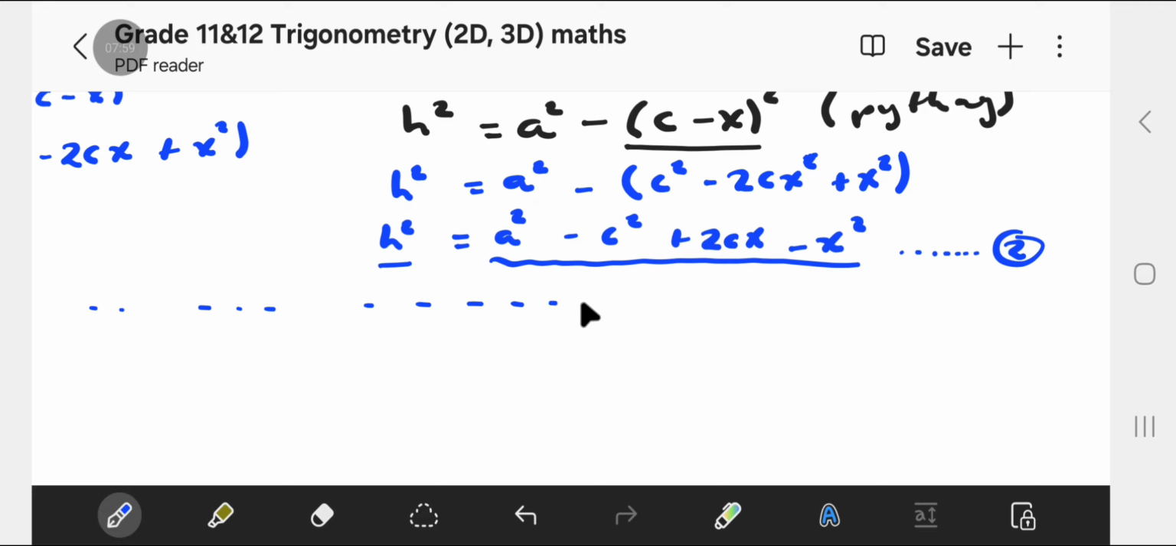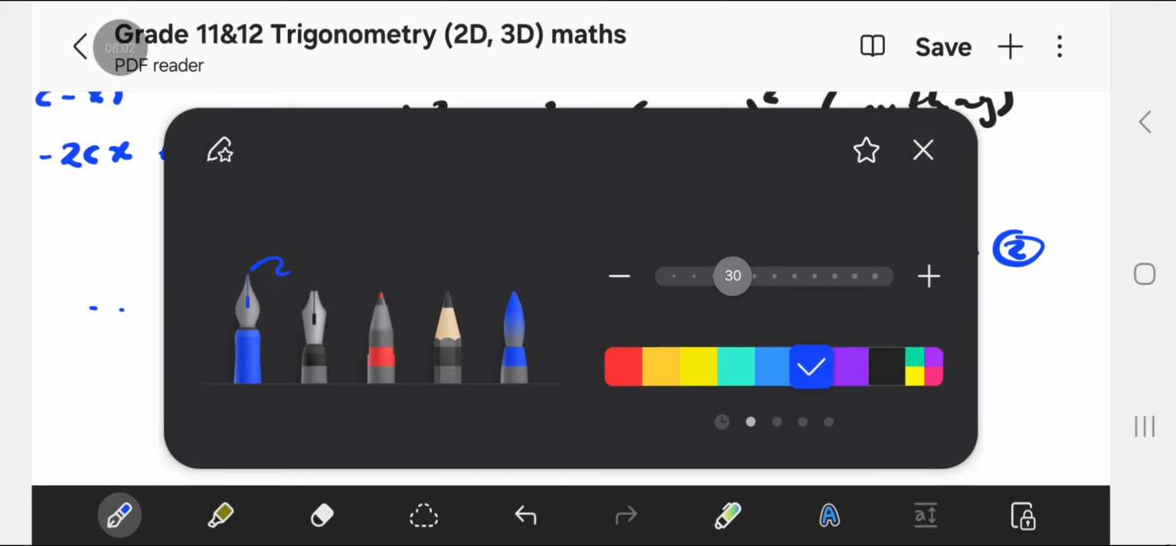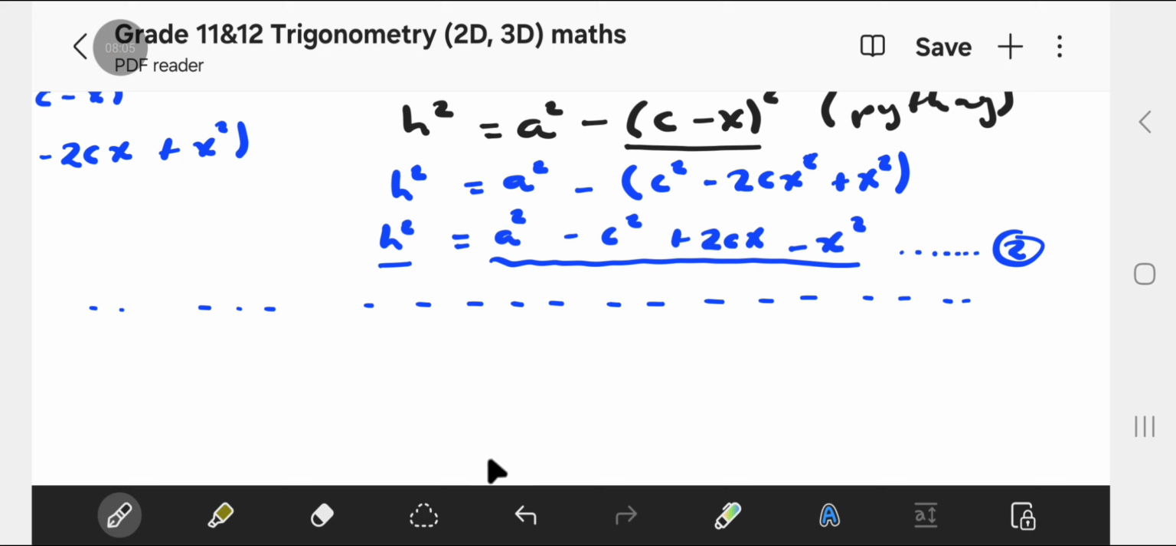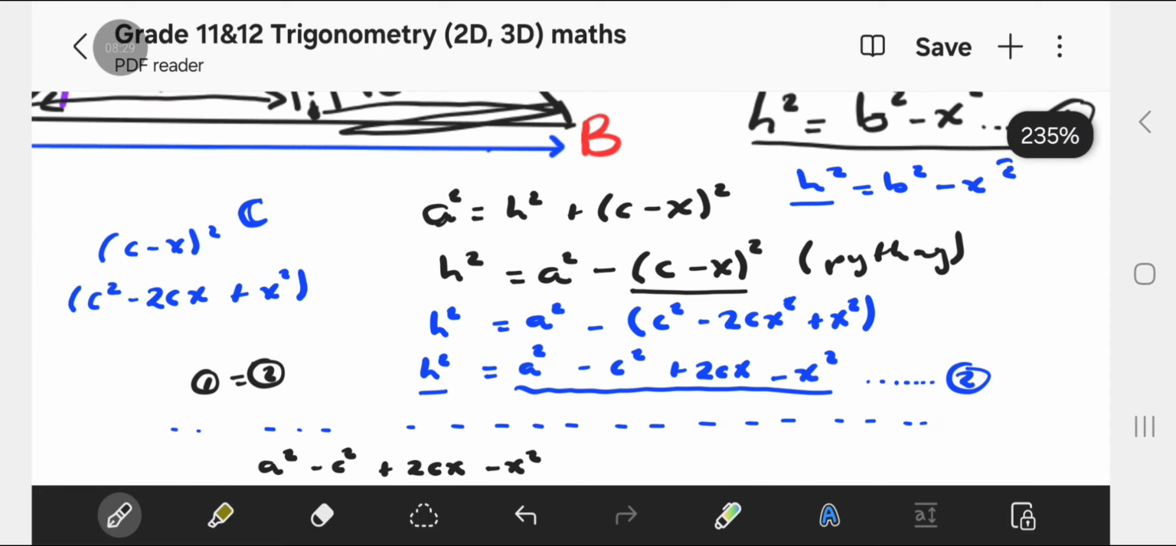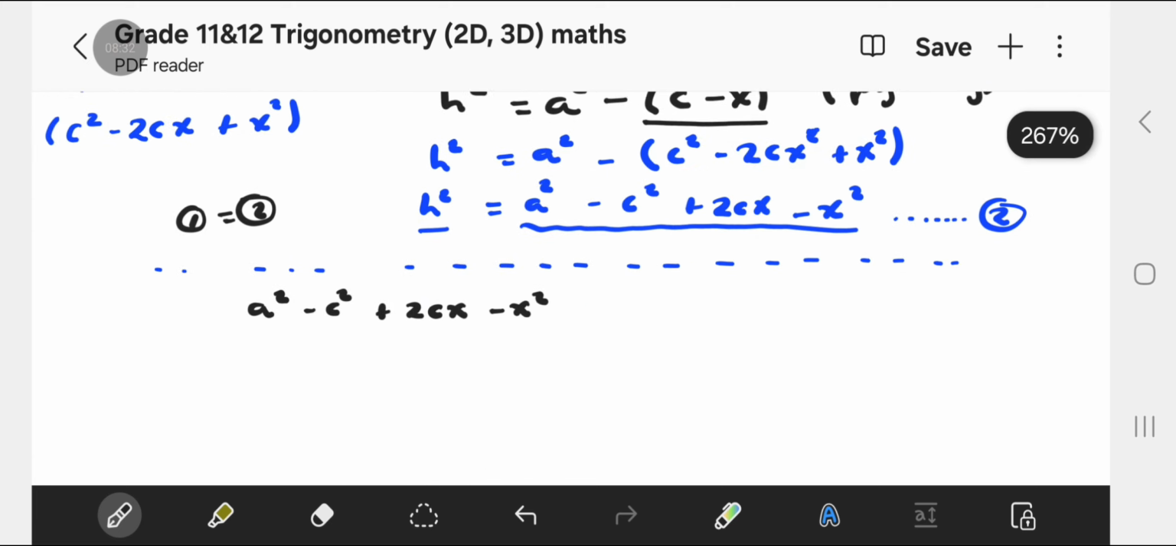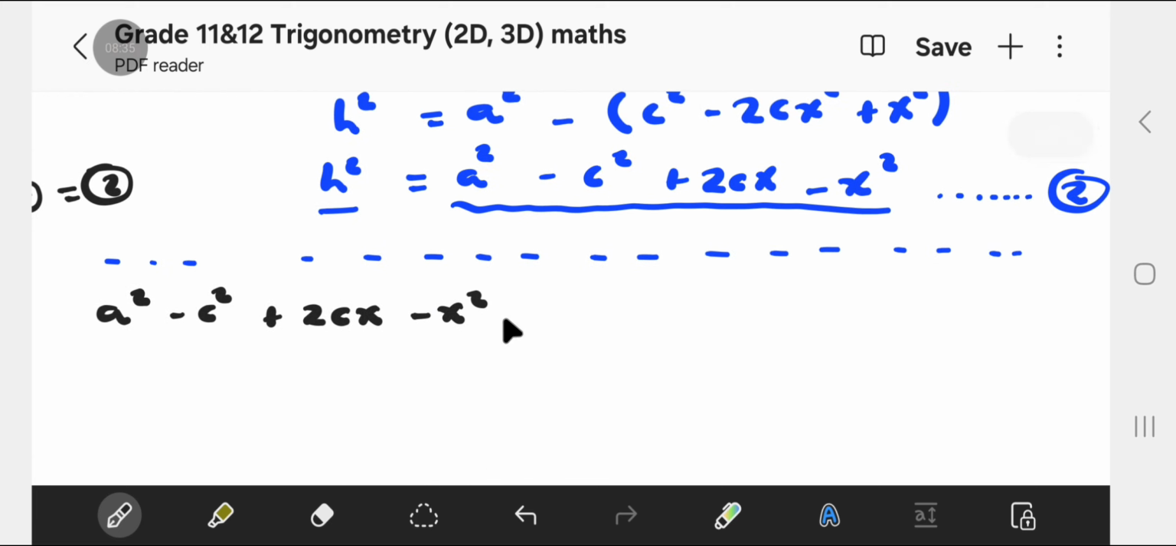So let's just do something like that. So we can see that our equation number 1 is equivalent to our equation number 2. So this is saying a squared minus c squared plus 2cx minus x squared. And this should be equivalent to equation number 1, which is saying b squared minus x squared. So this is equivalent to b squared minus x squared.